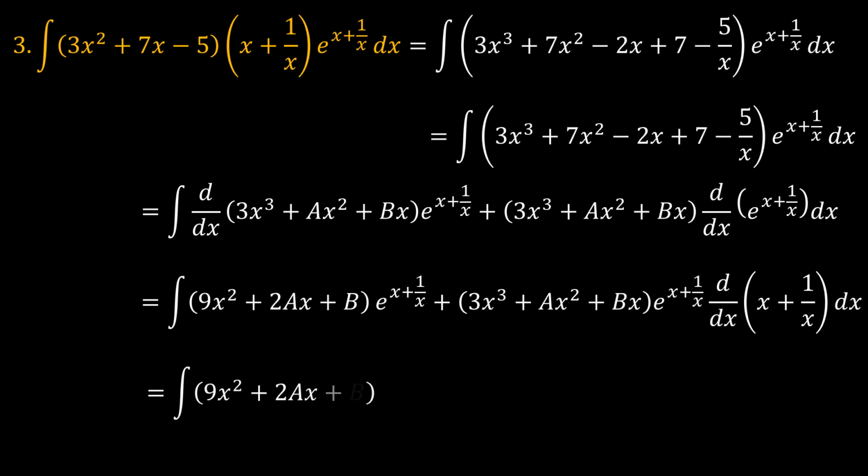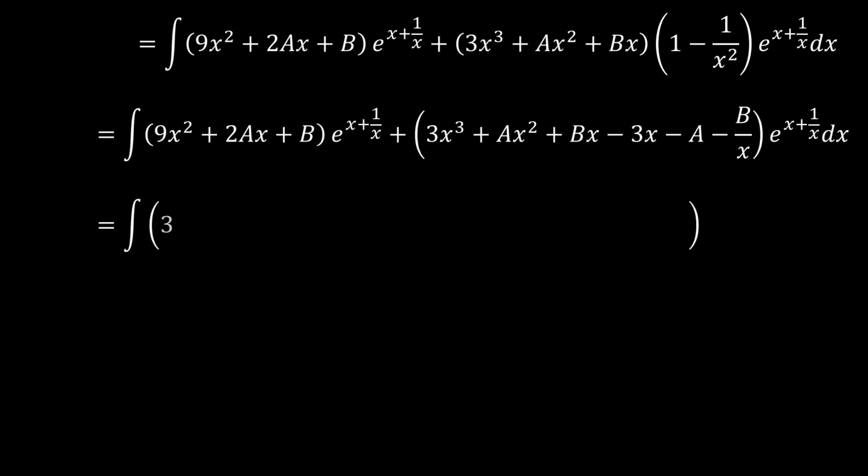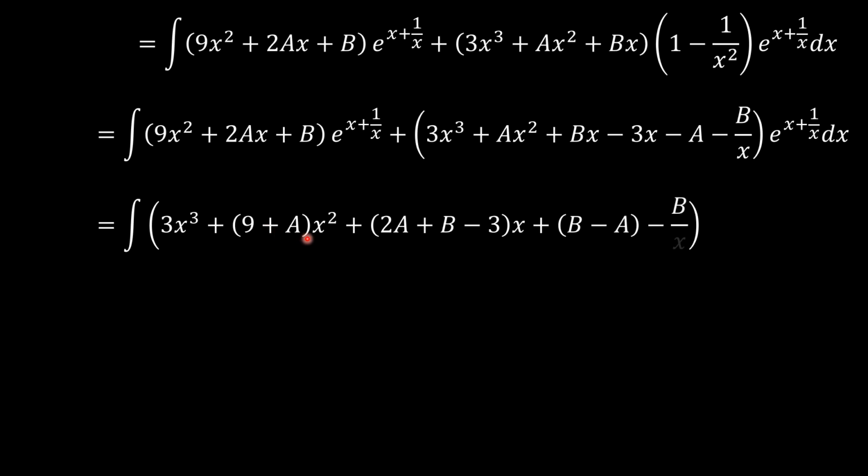So we can now work through everything, and eventually we have 3x cubed plus (9 plus a) x squared plus (2a plus b) times x minus 3 plus (b minus a) minus b over x.